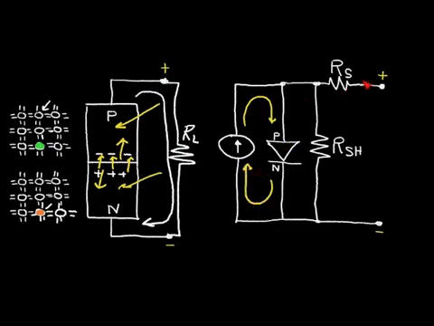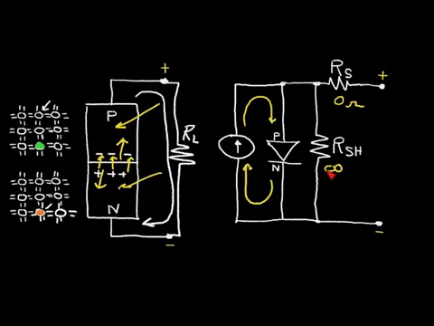Now we have some parasitic resistors. We have R sub S, which is a series resistance, and we have R sub SH, which is a shunt resistance across the diode. Now these parasitic resistors limit the performance of the solar cell. You'd like to have this resistor ideally be 0 ohms, and you'd like to have this resistor be infinite, but that of course does not happen.